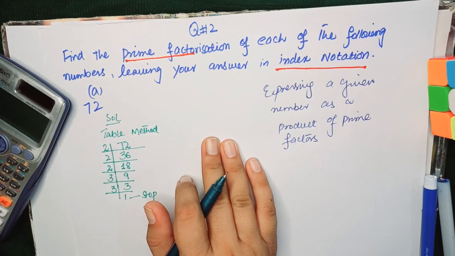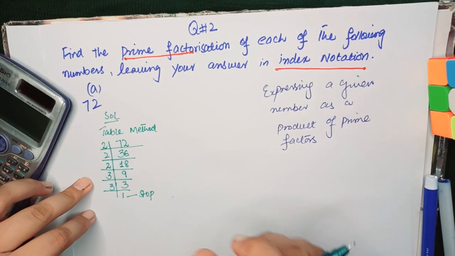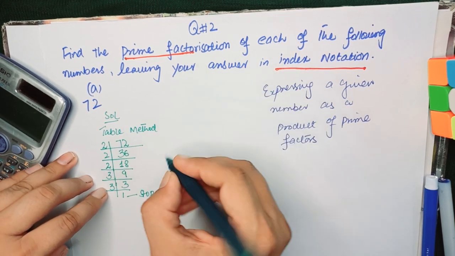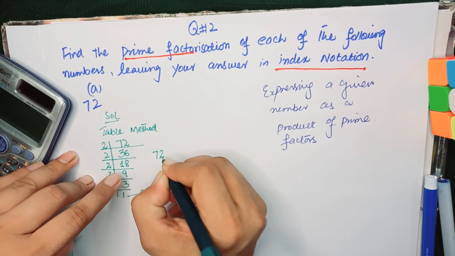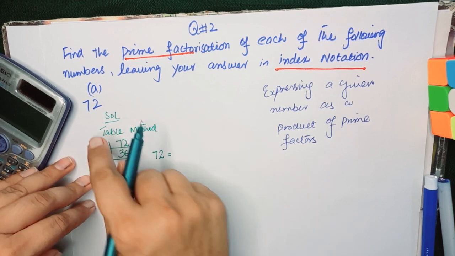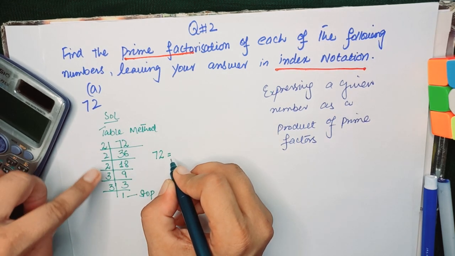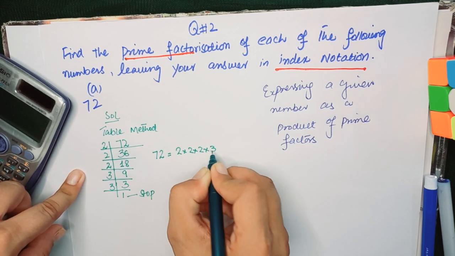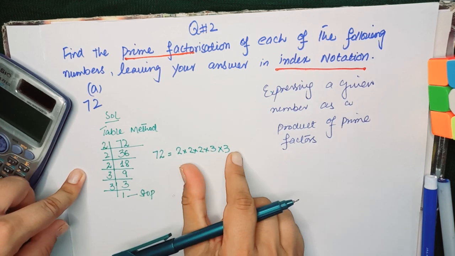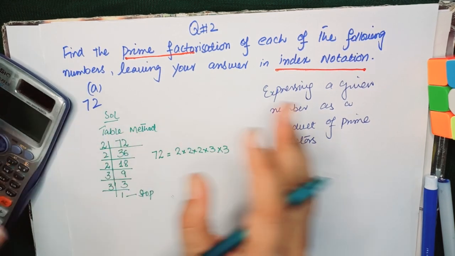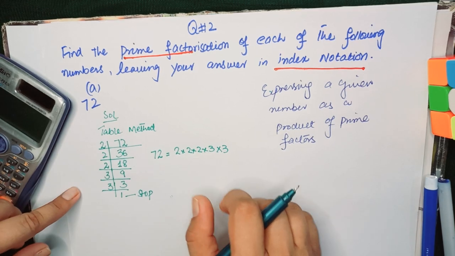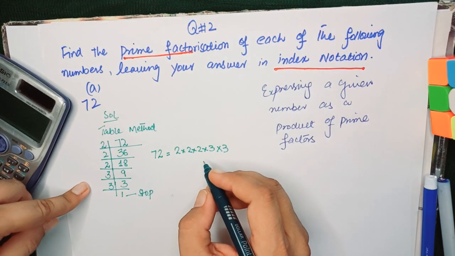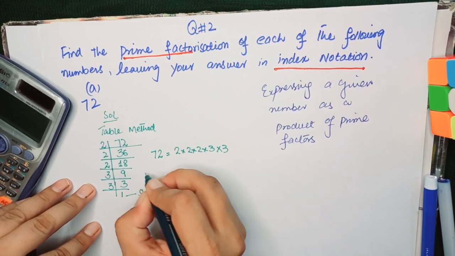Now dear students, as we have to do the prime factorization, and prime factorization is expressing a given number as a product of prime factors. So हमें prime factors मिल गए हैं. अब इसका product में लिख लेते हैं. Okay, so ये मैंने prime factors को product की form में लिख लिया. Mean we have done the prime factorization. अब the next is leaving your answer in index notation. हमने आंसर को index notation में लिखना है.